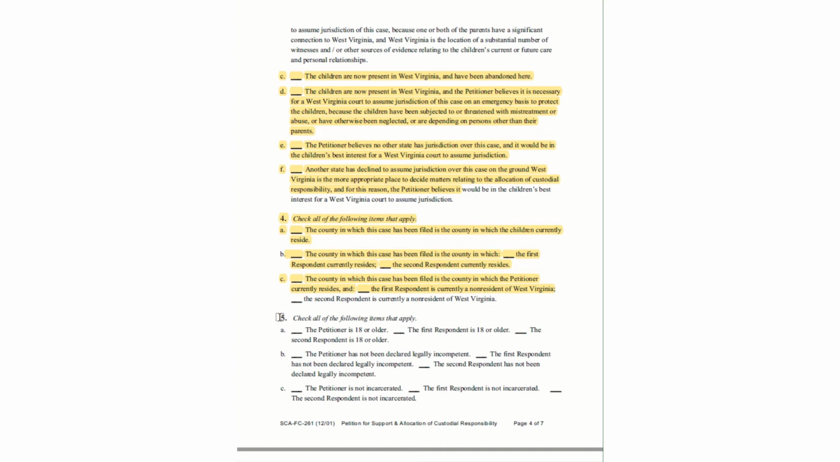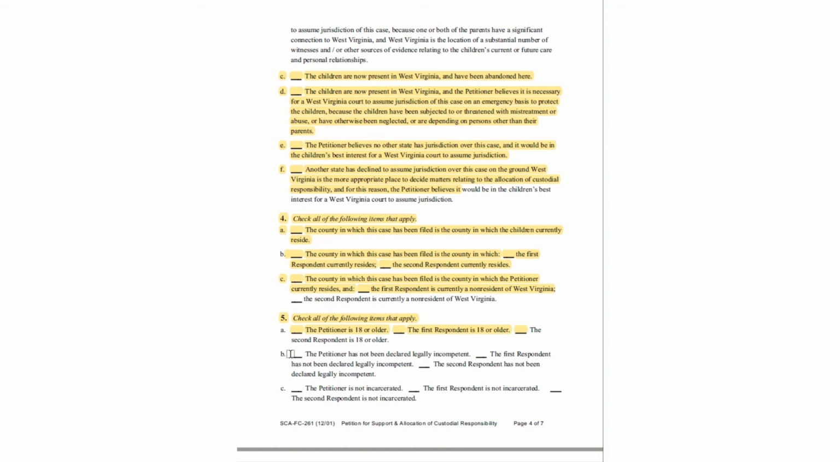Question 5 asks some questions about the petitioner and the respondent. These are questions about whether or not the petitioner and the respondent are 18 or over. If they are not 18 or over, then a guardian ad litem would likely be appointed to represent their interests.